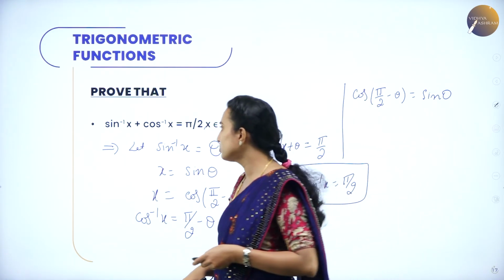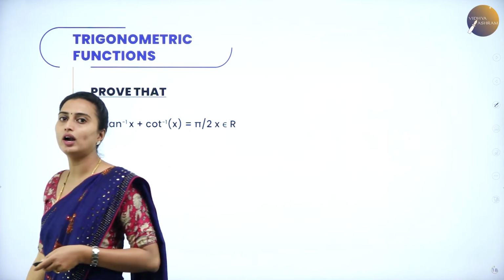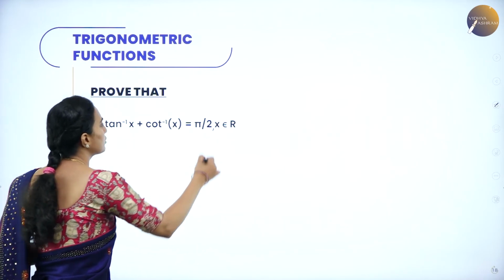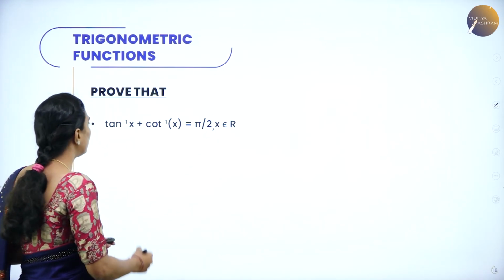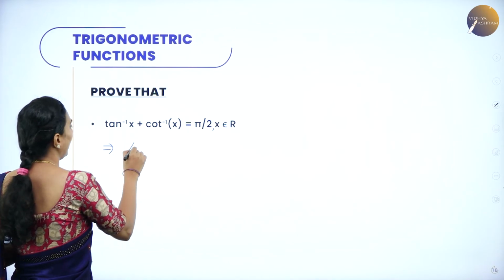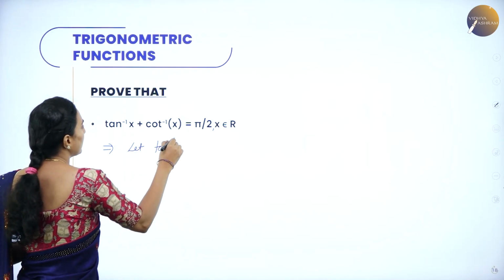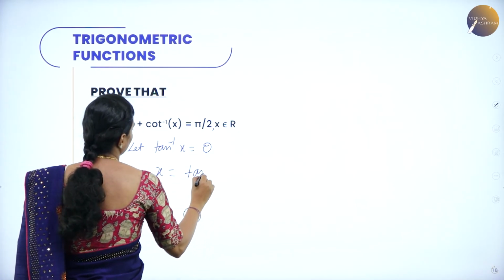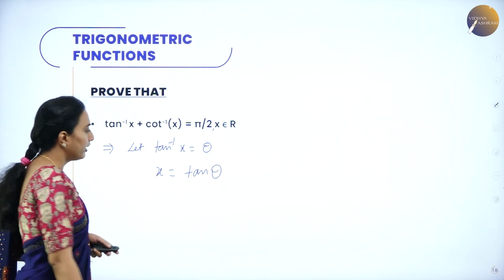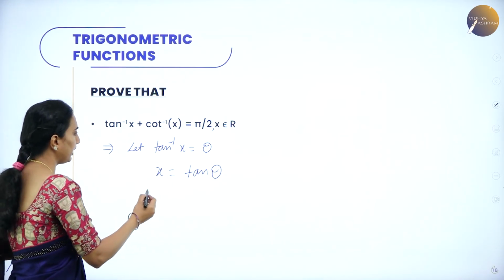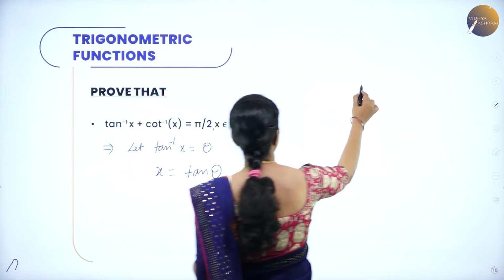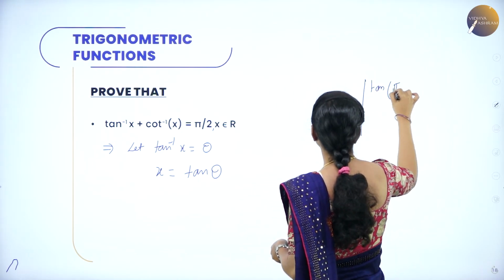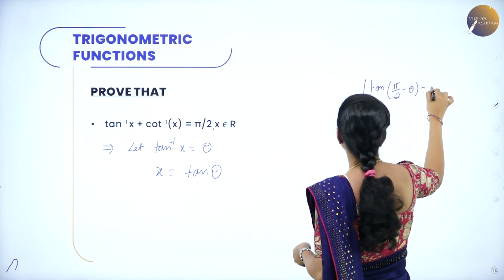Correct? So next we'll be moving on to tan inverse x plus cot inverse x is equal to 90 degree, which is pi by 2, for all x belongs to R, real numbers. So here also I am going to take the substitution: let tan inverse x be equal to theta. X will be equal to tan theta, isn't it? Now you can write it as, what is that? Tan of 90 minus theta. Here I am going to write it. Tan of 90 minus theta is nothing but cot theta.